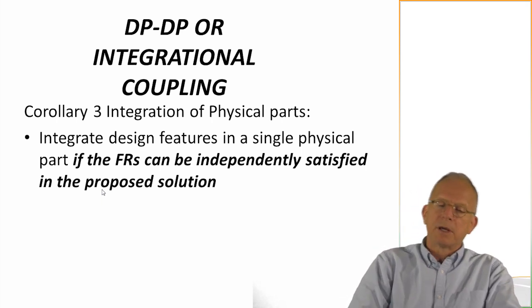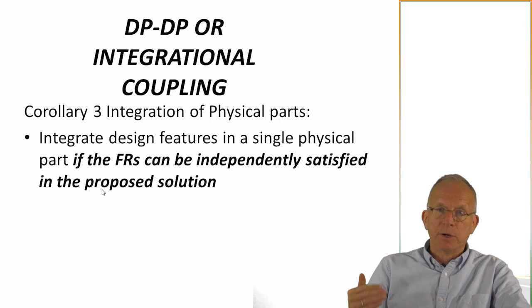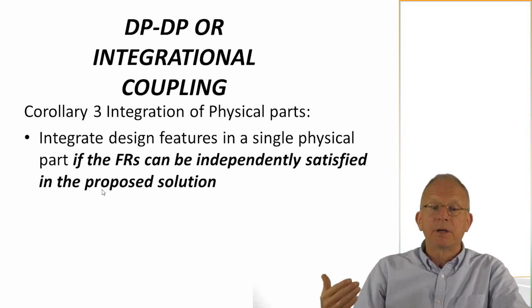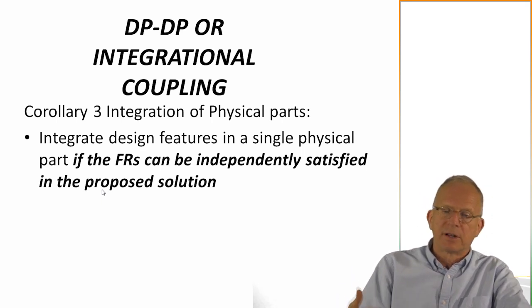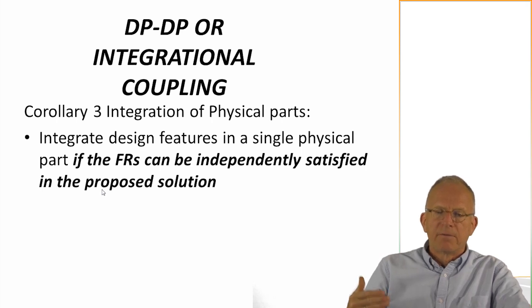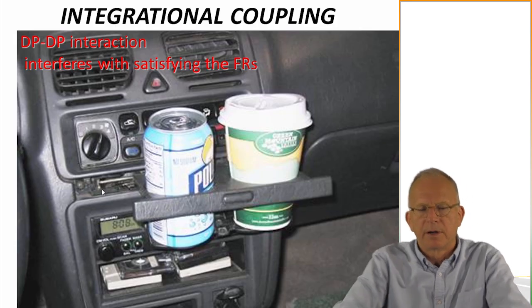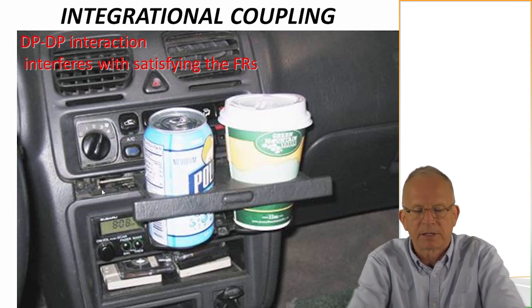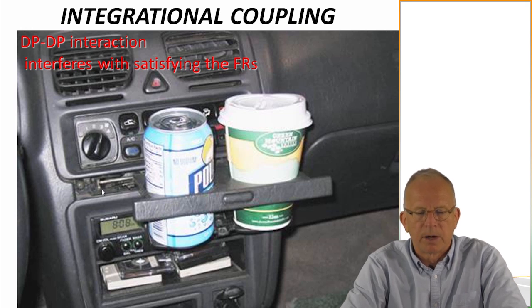Let's consider this for a moment, because one of the dictums that's often given to designers is to reduce the number of parts. This is a good idea as long as it does not result in coupling. So have just as few parts as you can, but no fewer. When we reduce the number of parts, we need to make sure the FRs are still independently satisfied. So physically integrated, functionally decoupled. That comes from the book on axiomatic design. Now, here's an example of DP-DP coupling. This comes from the dashboard of an older model Subaru.